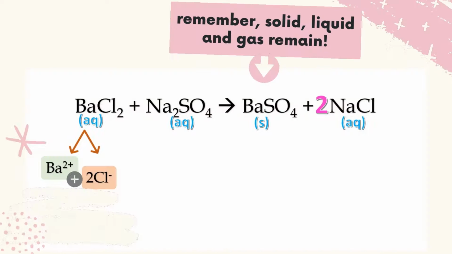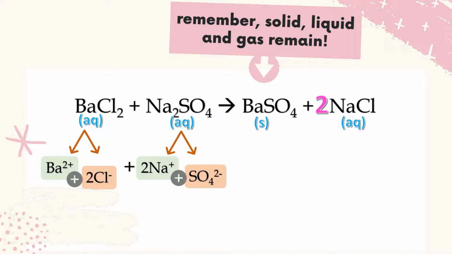For this example, barium chloride will dissociate into barium ion and chloride ion. Sodium sulfate will dissociate into sodium ion and sulfate ion, while barium sulfate will remain in the form of solid, and sodium chloride will dissociate into sodium ion and chloride ion.